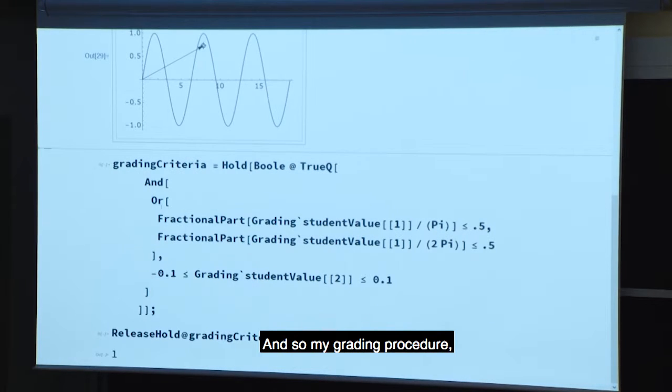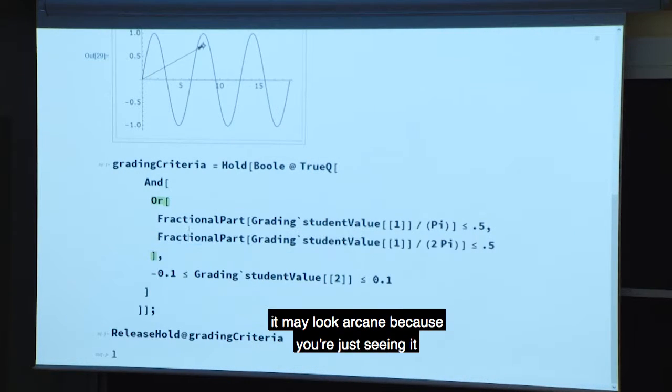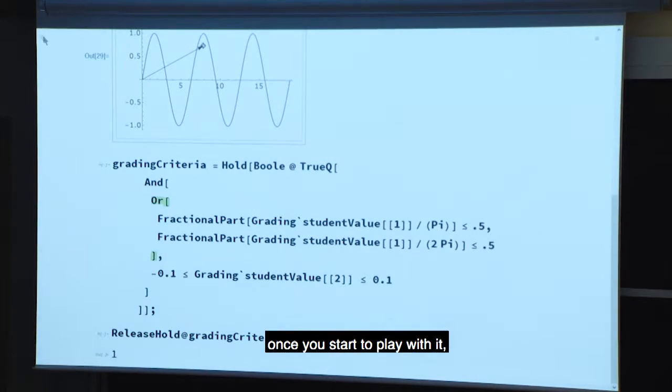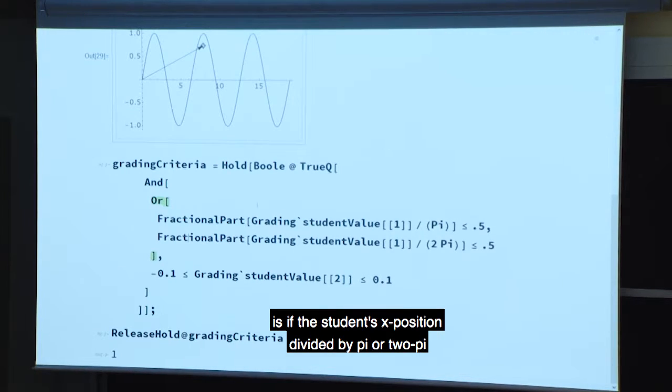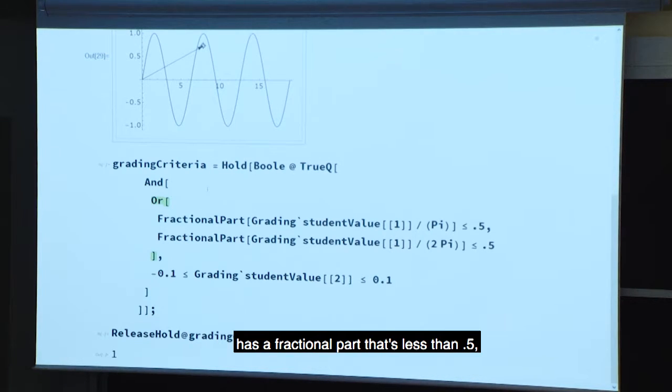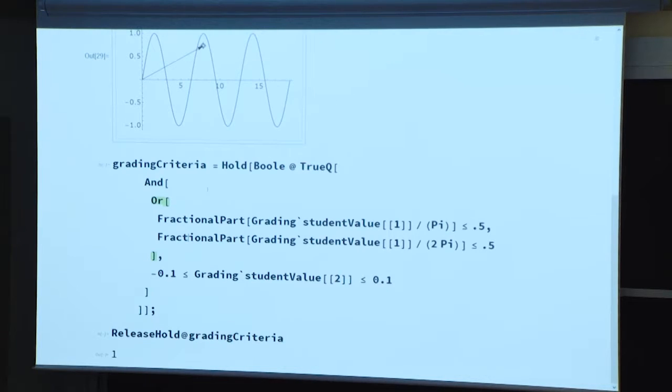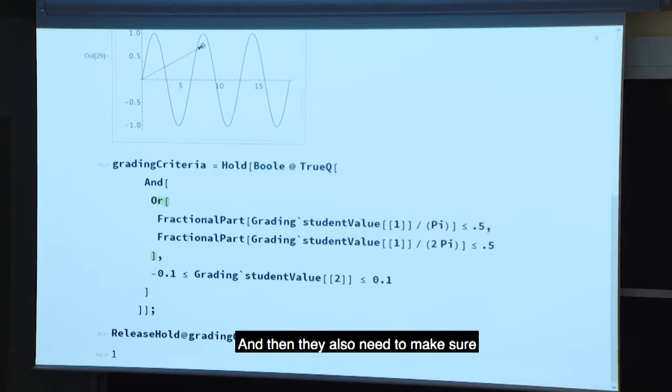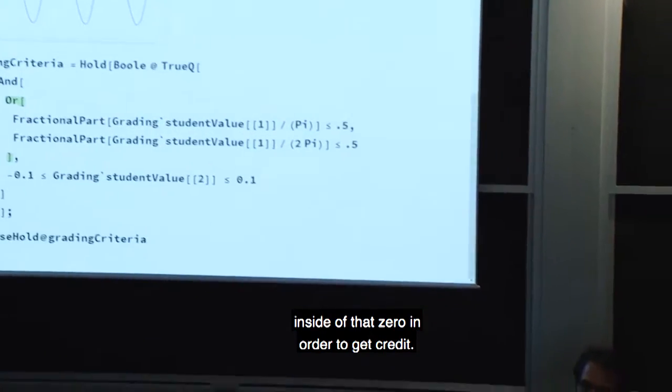And so my grading procedure may look arcane because you're just seeing it for the first time, but I promise it's not that hard to get around once you start to play with it. If the student's x position, divided by pi or 2 pi, has a fractional part that's less than 0.5, then it's within some certain range of the minimum. And then I also need to make sure that the y value is within some range. So all I'm doing is drawing a square around each 0 of my sine function, and the student has to drop it inside of that 0 in order to get credit.